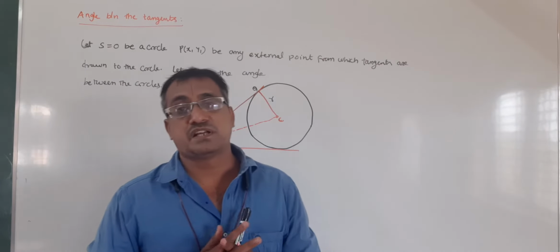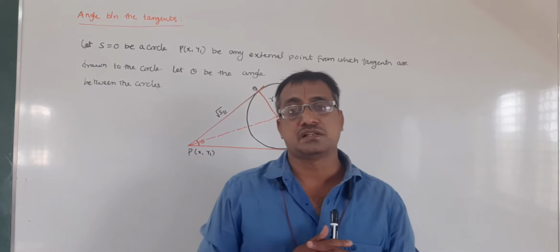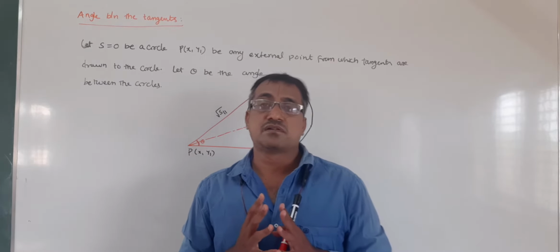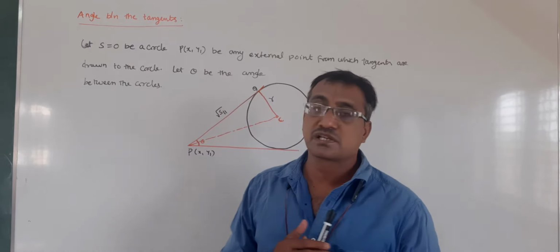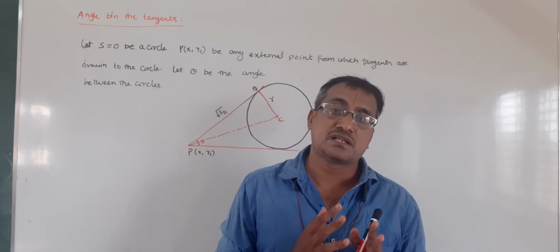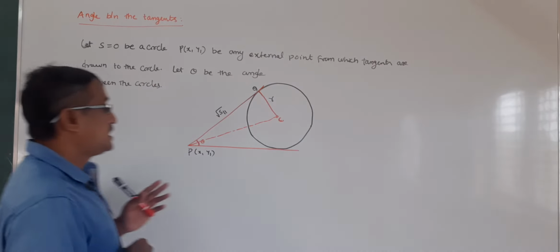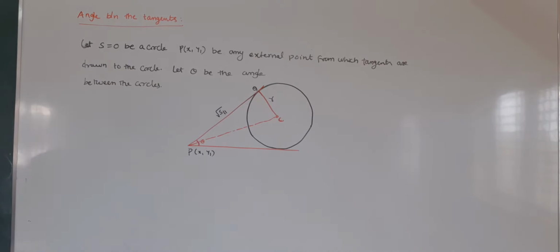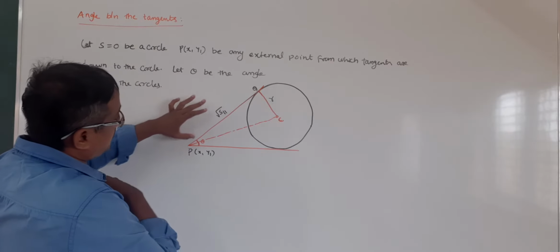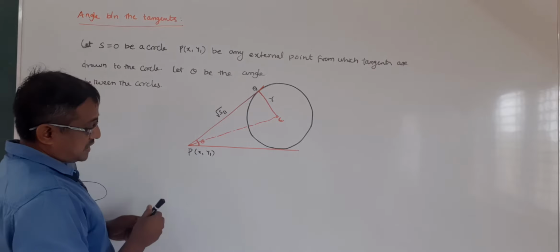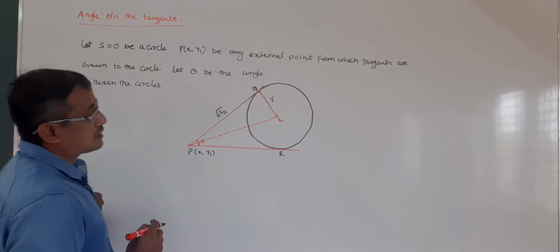So next concept is angle between the tangents drawn from a point to the circle. Now let S = 0 be a circle and P(x1, y1) be any external point from which the tangents are drawn to the circle like this. Let theta be the angle between those tangents. Now you can see the tangents drawn from P to the circle meet the circle at Q and R.